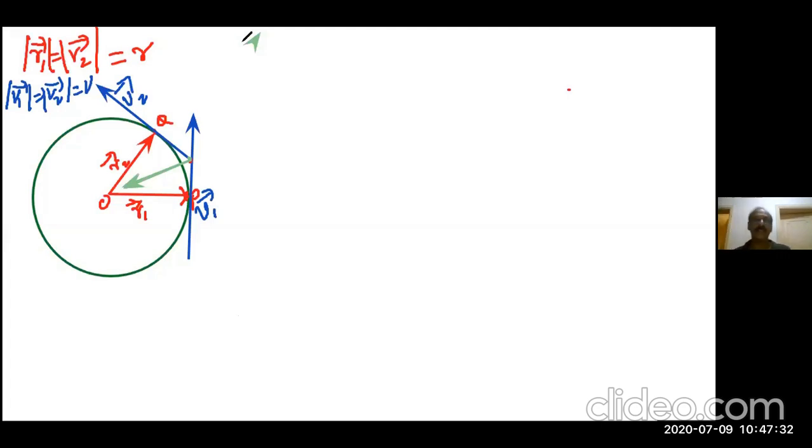V1 plus delta V will give you V2. V1 is the initial velocity, that is this point, plus at this point a change in velocity occurred. So we can say delta V, isn't it? After that we got V2. This is the formula.